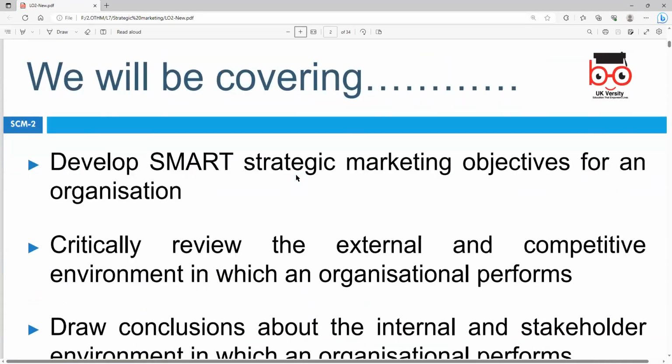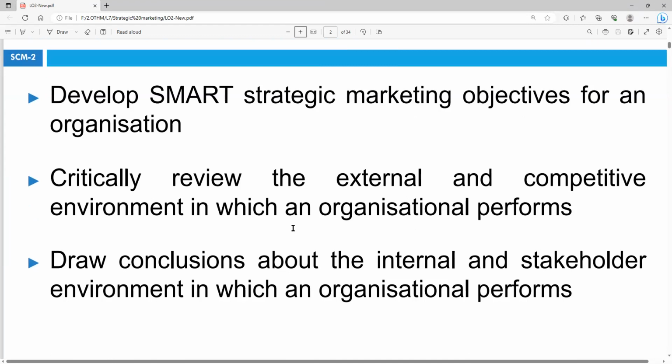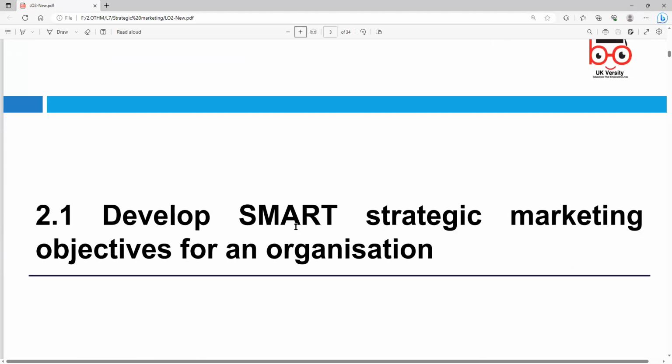Number one, we'll be looking at the SMART strategic marketing objectives for an organization. We'll be looking at the external and competitive environment in which an organization performs its activities. And then we'll look at some conclusions about external stakeholders and the internal environment of the business in which a business organization performs itself. Okay, so let's look at the first one, which is to develop strategic marketing objectives for an organization.